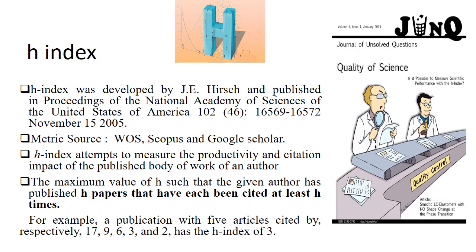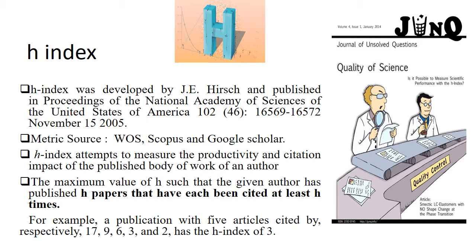The first and oldest measure used as an author metric is the H-Index. The H-Index was developed by J.E. Hirsch and it was published in the Proceedings of the National Academy of Sciences of the US. Now, where does the H-Index form its metric source? The metric sources for the H-Index are Web of Science, Scopus and Google Scholar. Here we need to note that the H-Index based on the Web of Science database would be different from that based on Scopus and Google Scholar. So the H-Index varies among these databases for the same author.